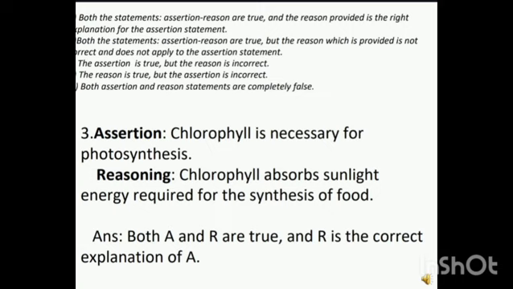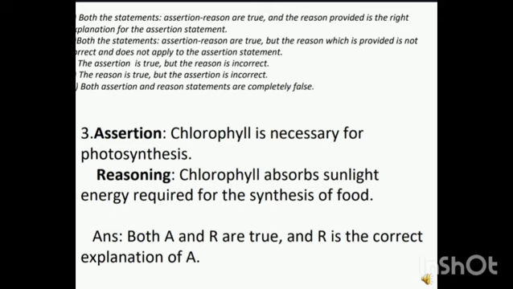Next, move on to the third one. Chlorophyll is necessary for photosynthesis. We know that chlorophyll is a green pigment present in the plants which helps in photosynthesis, so therefore the assertion is true. Next, go to the reasoning. Reasoning: the pigment chlorophyll absorbs sunlight required for photosynthesis of food.